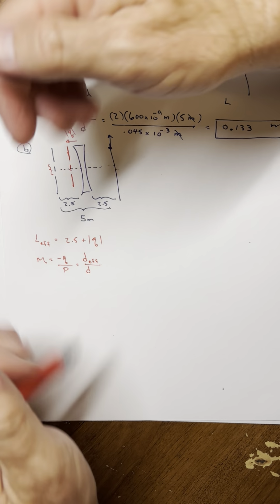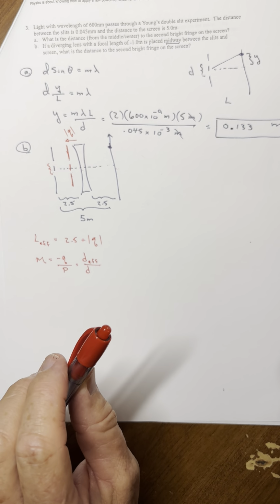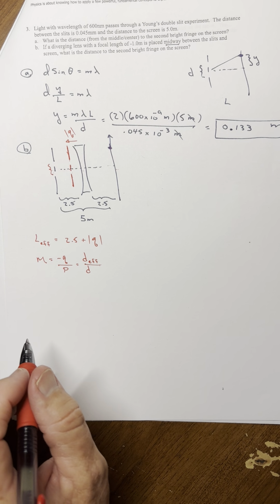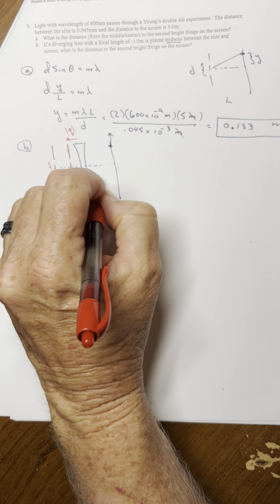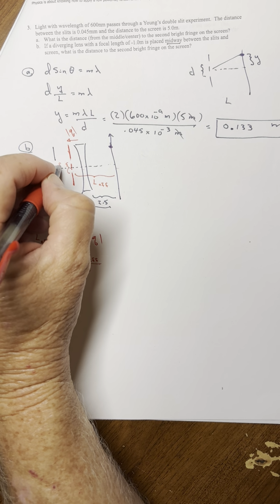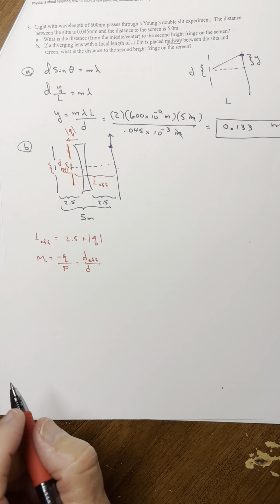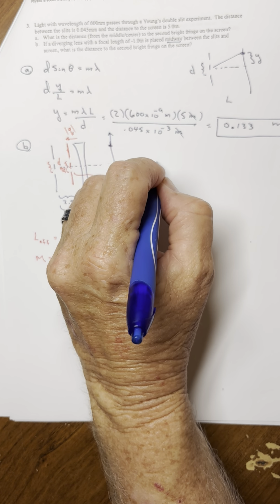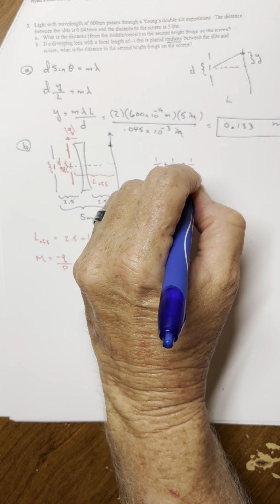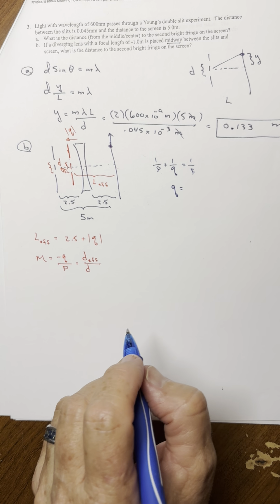And also, the slits have been brought closer to the screen by this, and so we'll call it the effective length here. So maybe I'll put in this diagram the effective length and the effective distance between the slits. So I need to do this 1 over P plus 1 over Q equals 1 over F calculation to figure out what Q is.